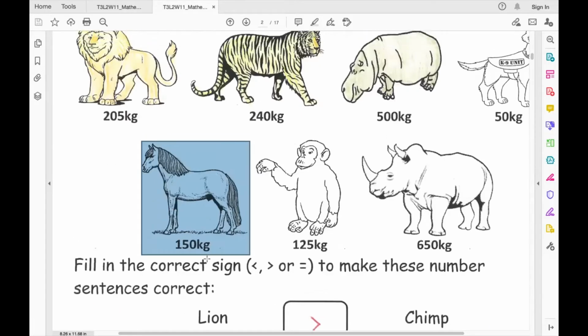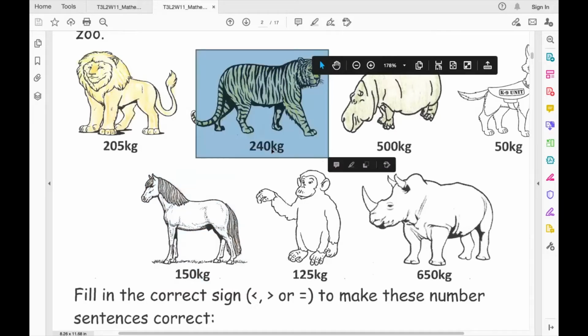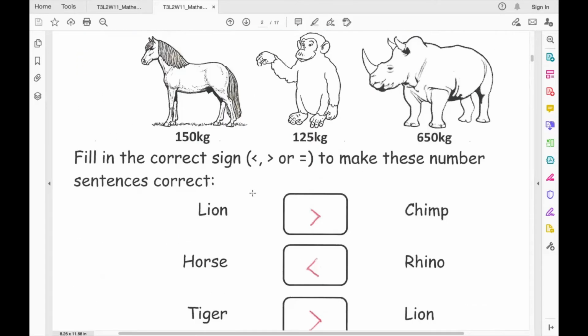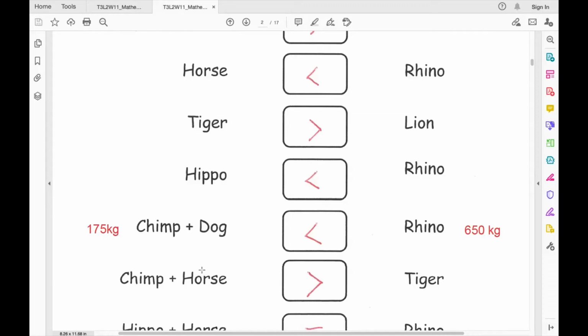Now, what about the tiger? How much does a tiger weigh? Well, tiger's up here. Tiger's 240 kilograms. So is 275 kilograms more than 240 kilograms? Yep, 275 kilograms weighs more. That means our crocodile mouth would try and eat the chimp and the horse, since together they weigh more than the tiger. Now, our number sentence in words would be the chimp and the horse weigh more than the tiger.